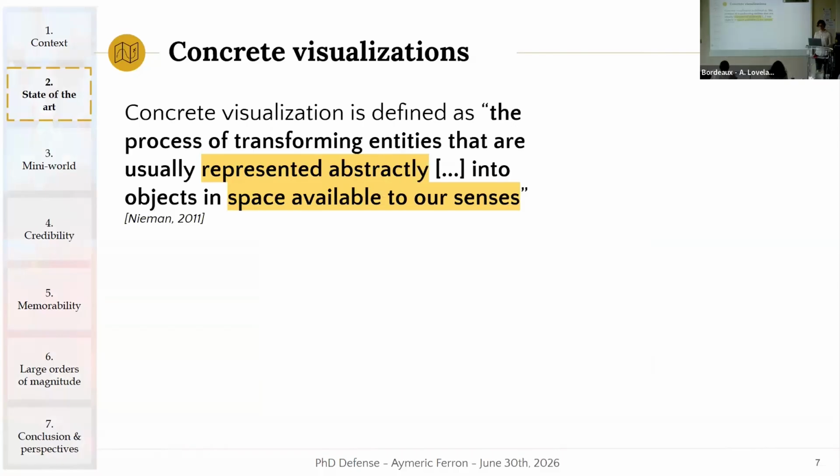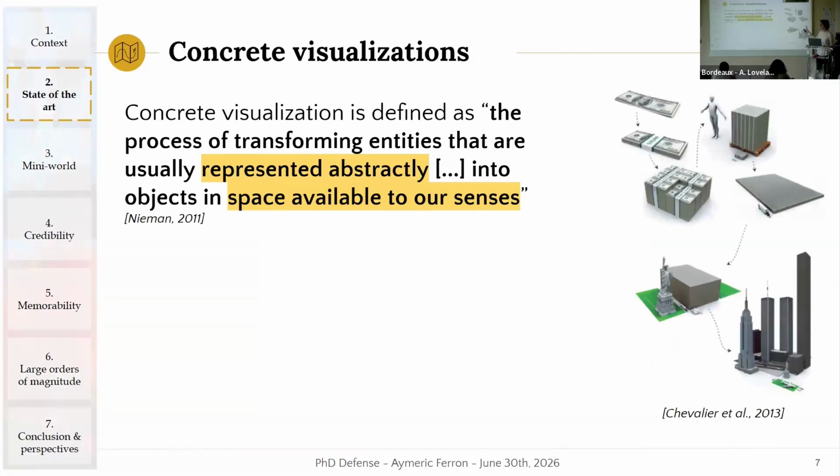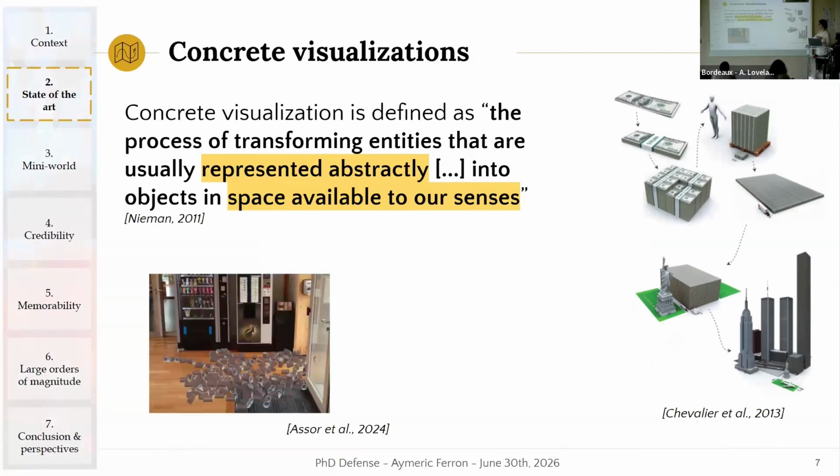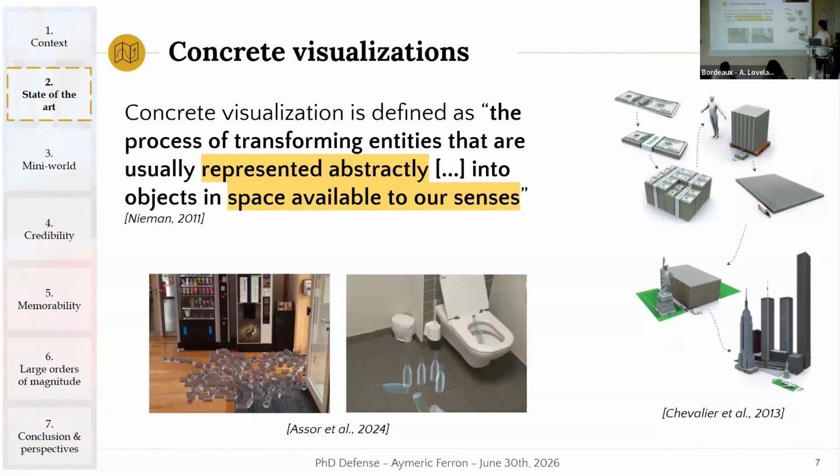Concrete visualizations are defined as a process of transforming entities that are usually represented abstractly into objects in space available to our senses. For example, typical concrete visualizations could be a stacking pile of money next to familiar buildings like the Empire State Building or the Statue of Liberty, but also like displaying some coffee cups next to a coffee machine, representing the cups used during one day in an office building, or also displaying some water bottles representing the water needed to flush a toilet tank.